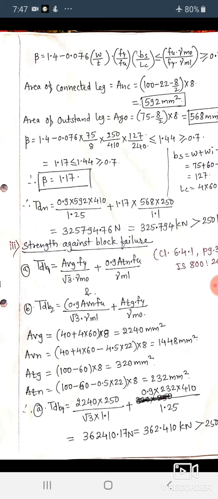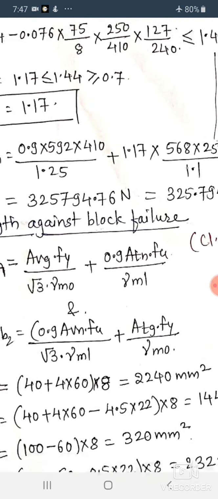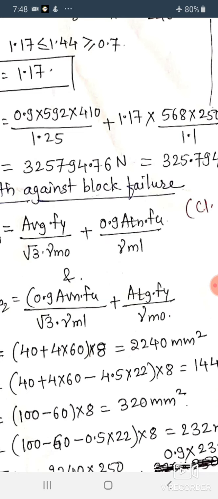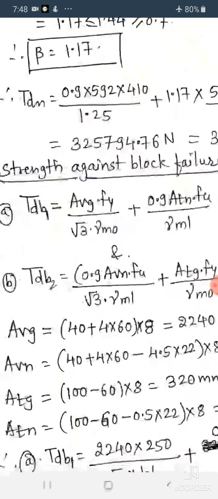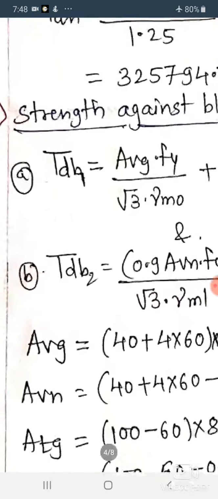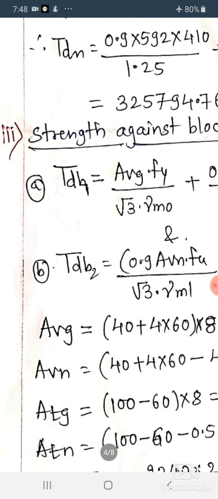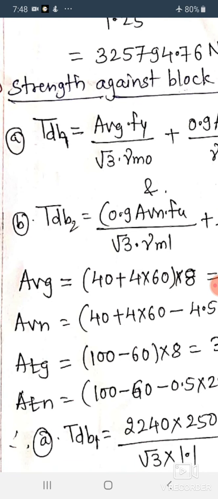TDB1 is AVG into Fy upon root 3 gamma Mo plus 0.9 ATN into Fu upon gamma ml. Also you have to check the block shear by using TDB2 equals 0.9 AVN into Fu upon root 3 gamma ml plus ATG into Fy upon gamma Mo. AVG is nothing but the gross shear area, AVN is nothing but the net shear area.